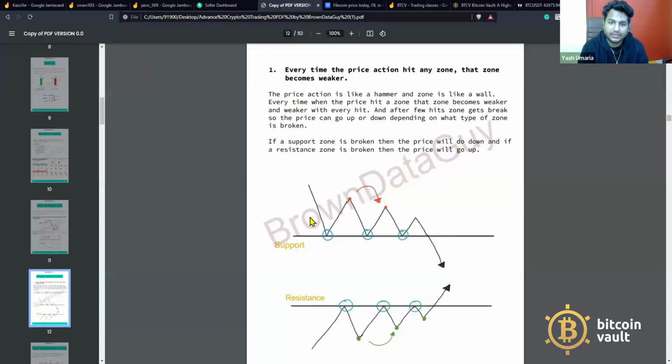Let me revise once again. What is support? From a zone. Let's say this is a zone, and if from the zone the market is moving in the upward direction, then we call it a support zone. You see this part, the market is moving down, touches this particular zone, and then it moved up. So this becomes a support zone.